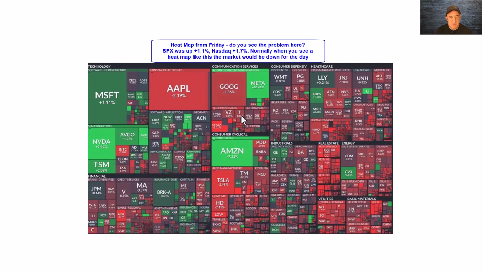So this image shows the heat map from Friday. So as you know, Friday, the S&P was up 1.1%, NASDAQ was up 1.7%. Normally, that would be a down day when you see all this red. What's the green you see? Again, it's those 7 stocks, Meta, Amazon, NVIDIA, Microsoft, TSM, AMD, but mostly red here.